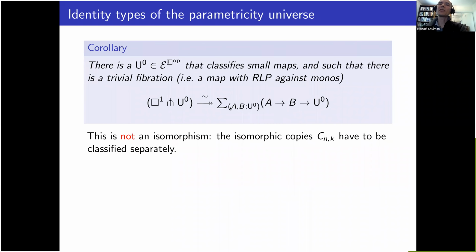These two types here are not isomorphic because of these extra copies of the C's that have to be classified separately, but we can cook it up so that there's a trivial fibration from the paths in the universe to this type of correspondences. A trivial fibration basically means that whenever I have something in the codomain, there's a contractible space of choices of ways to lift it to the domain. That's because I've already got a classifying map for one of these copies of C, the one that I chose to define my correspondence here, and then I have to choose classifying maps for the rest of those. And that gives me this trivial fibration.